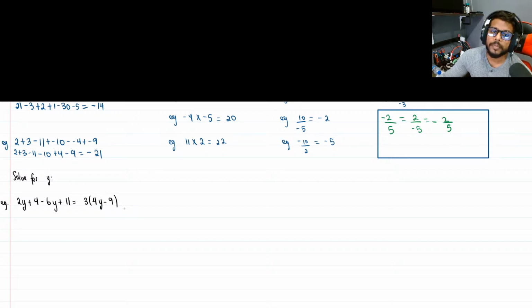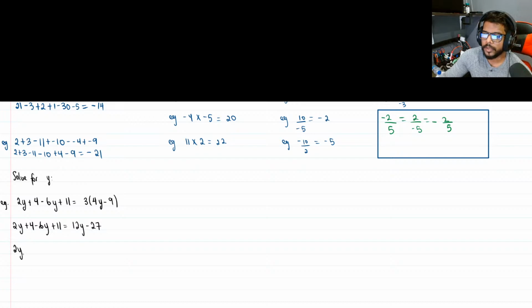Well, what's stopping me? My brackets. I'm going to expand my brackets: 2y plus 4 minus 6y plus 11 is equal to 12y take away 27. Now it's just a matter of rearranging. I'm pulling all my variables to the left.